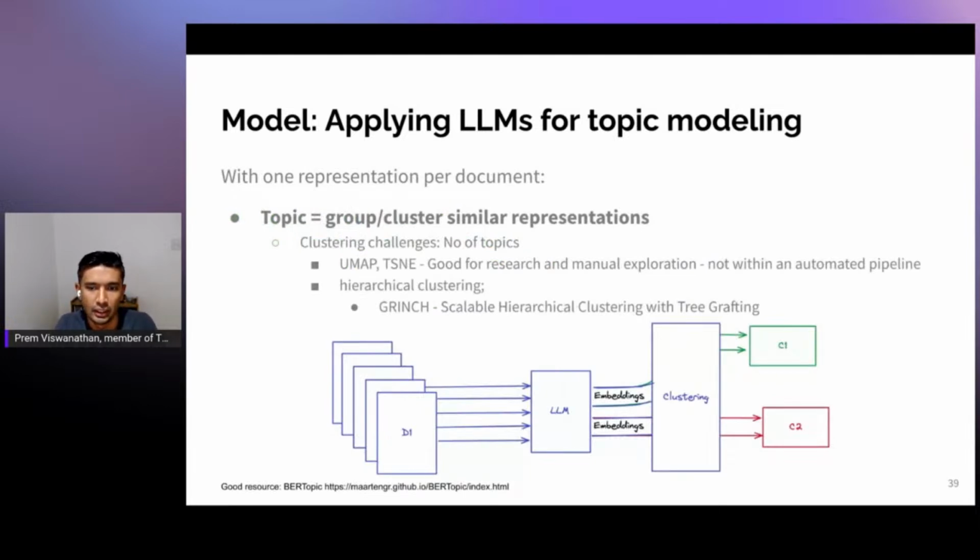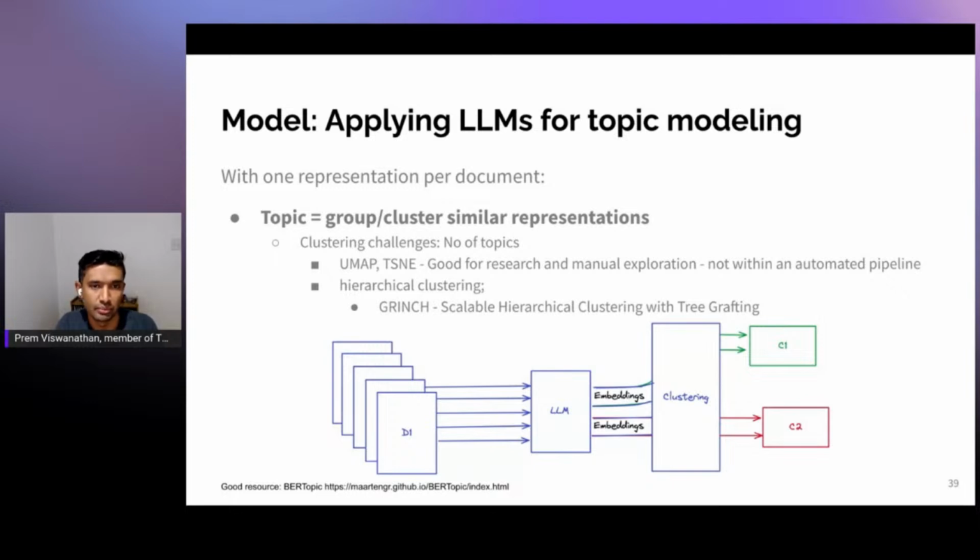And once you have an embedding out model, you could then go ahead and run clustering on it to create the clusters, and those clusters will become the topics. Now, I want to focus this talk more on the LLM side of things. In terms of clustering, UMAP and t-SNE are commonly explored approaches out there, but they're not very good for an automated pipeline and for building deterministic clusters. So hierarchical clustering is a better approach.